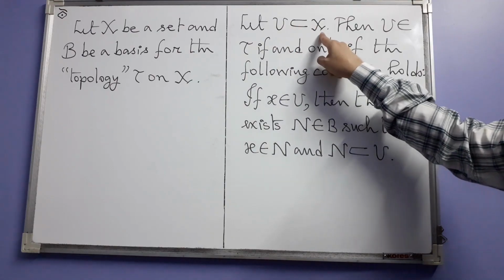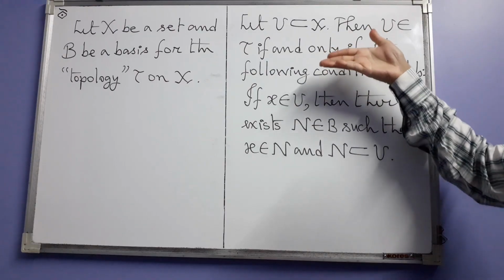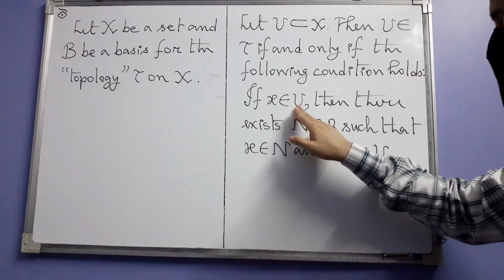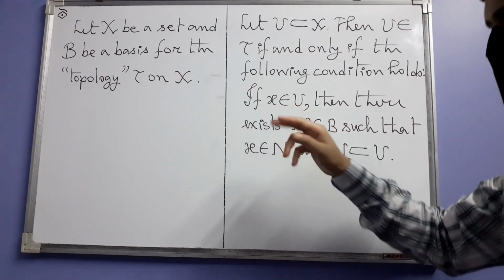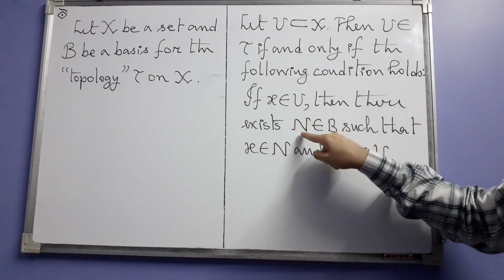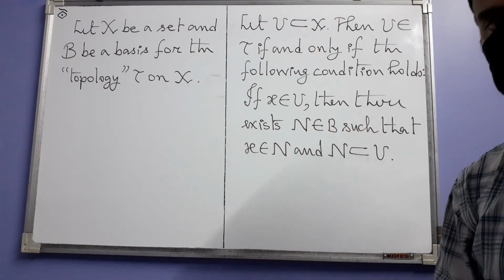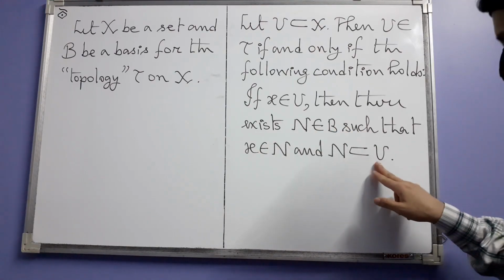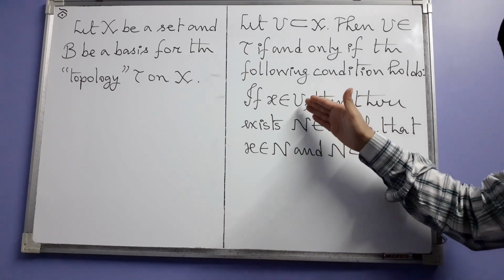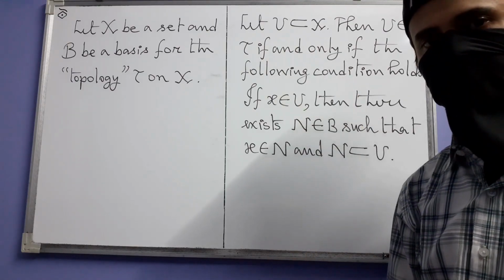So let U be any subset of X, then U will belong to tau if and only if this condition is true. If x is a point in U, then there exists a basis element N in B which contains x as a point and which is itself contained in U as a subset. Such sets U are elements of tau. Let us now prove that tau is a topology on X.